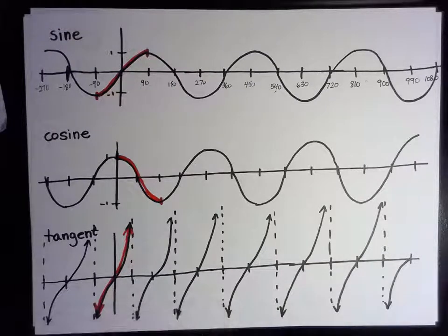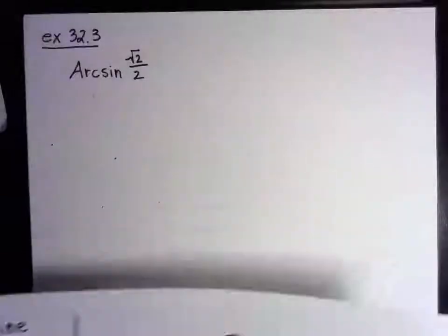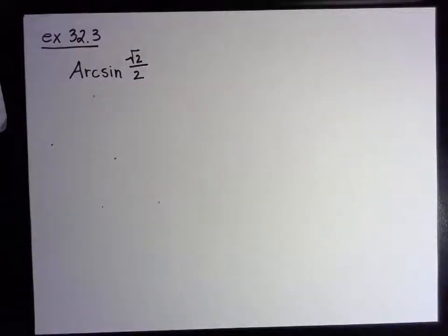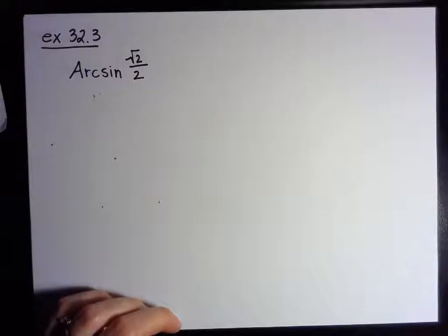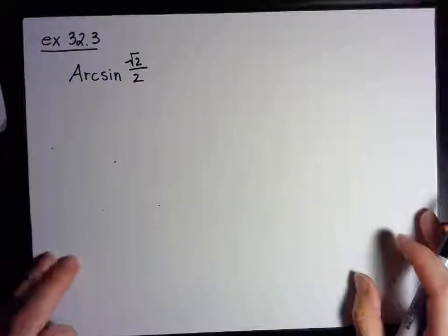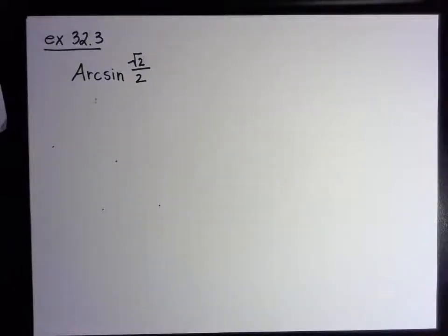So let's go ahead and work through some of these problems. We've got the arc sine of the square root of 2 over 2, and we want to figure out what that is. Notice the capital A, so that means we better return a value between negative 90 and 90. We're not going to put this into our calculator. We have to figure this out by ourselves, just using what we know about trig functions.